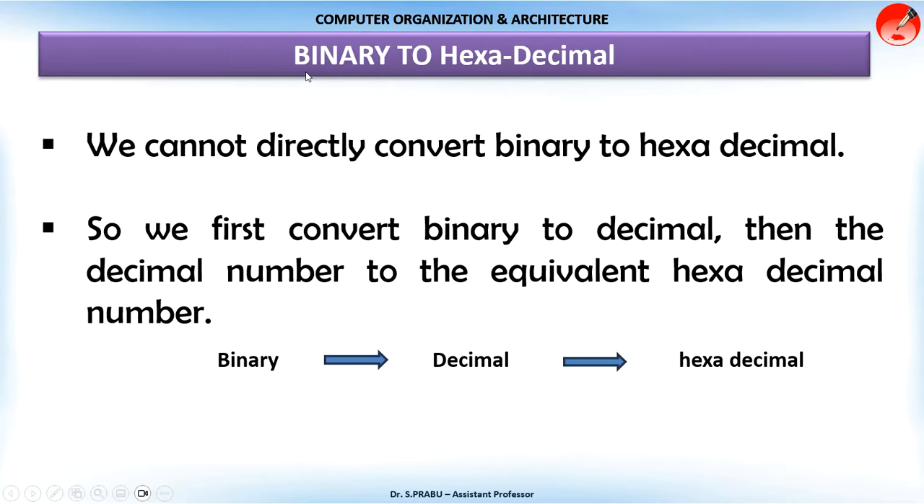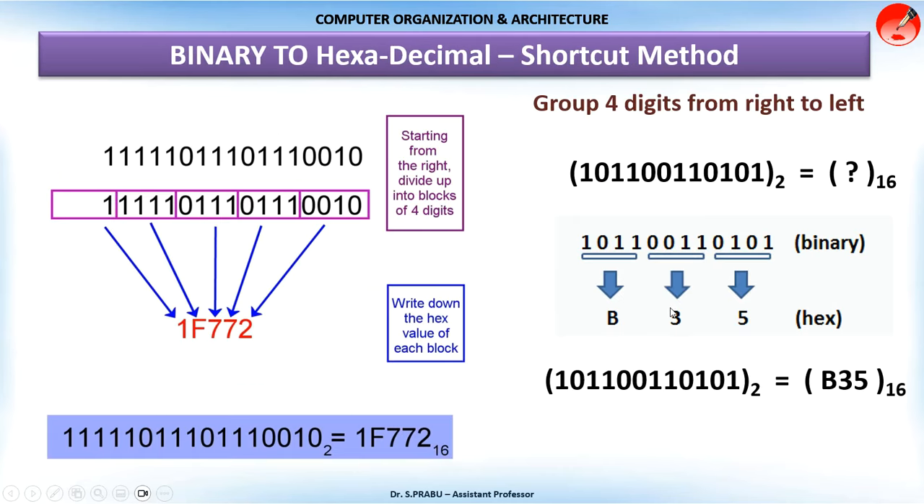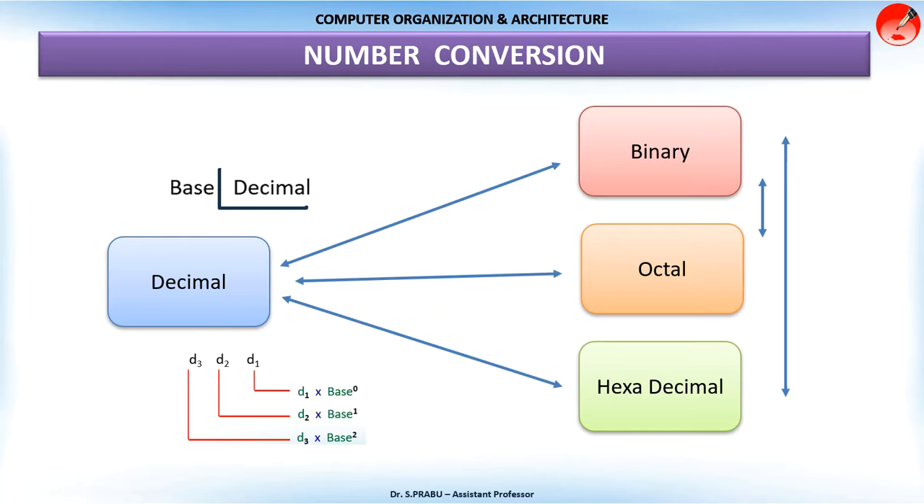In the same way, you have to convert binary to hexadecimal. There is no direct method. So first you convert this binary number into a decimal number, then the decimal number into a hexadecimal number. Like octal conversion, it also has a shortcut method. So group them as 4-bit numbers from right to left for the integer part. For fractional numbers, group 4 bits from left to right. In this example, there is no fractional part, so you can group them as 4 from right to left. Then refer to the table, and you can convert this binary number into the equivalent hexadecimal number. So all the number conversions are over.